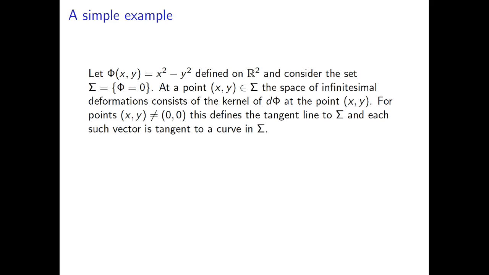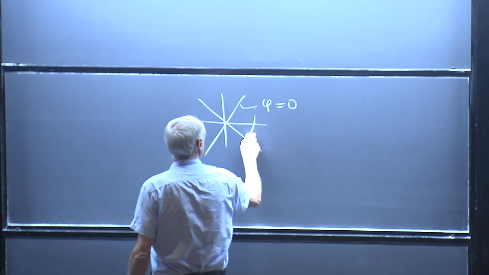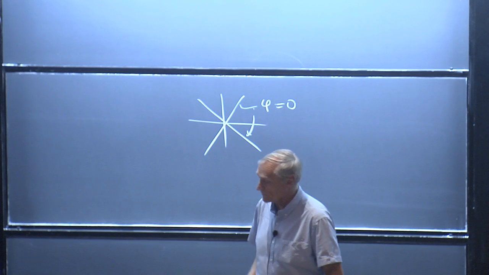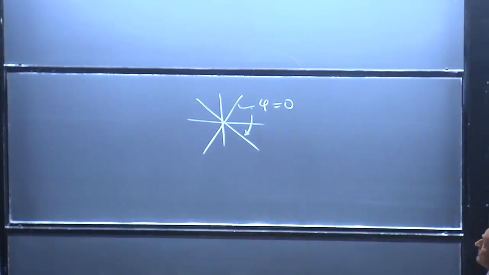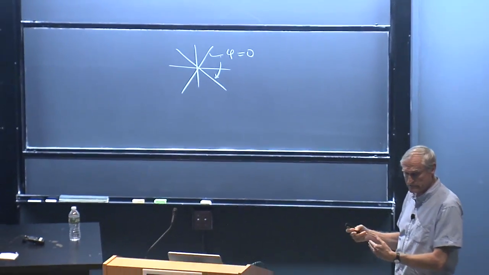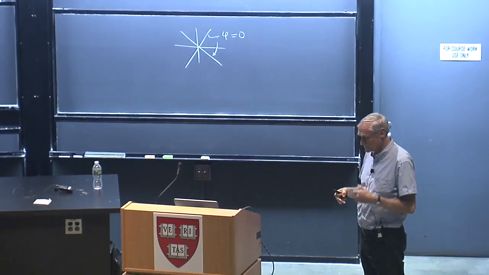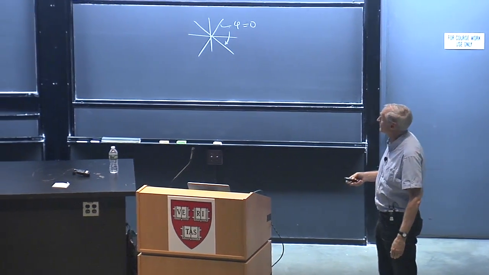So if I just look at the quadratic map, x squared minus y squared on R2, and if I consider the set phi equals 0, then of course that just consists of the two lines through the origin, x equals plus and minus y. So this is phi equals 0. On the other hand, the differential of phi at the origin is 0. So in fact, every vector satisfies the linearized equation. So d phi of anything is 0.